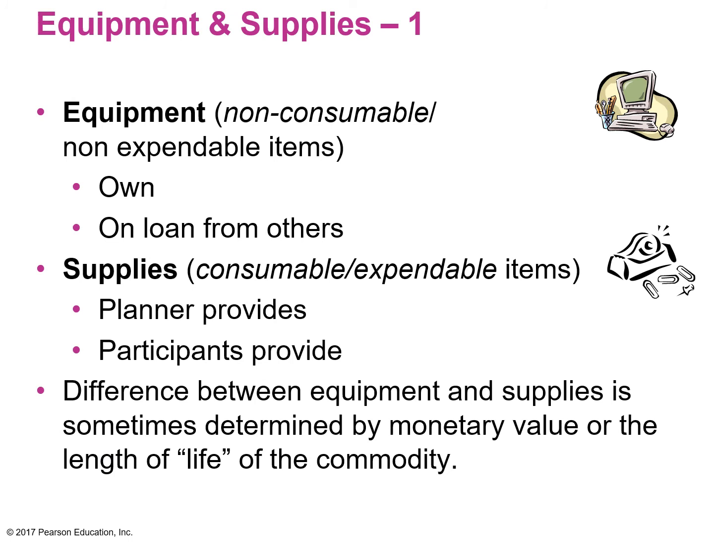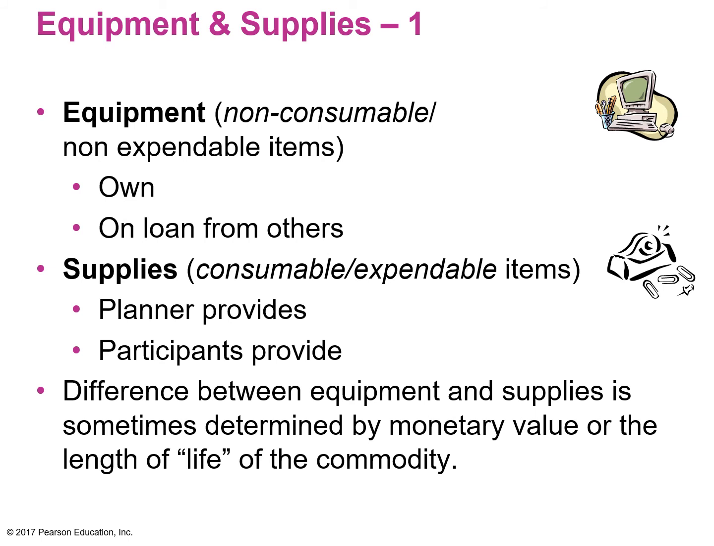And then, of course, in your budget, you want to think about equipment. What is it? Equipment is non-consumable. So what is it that you own, or that might be on loan from others? Equipment is something, I want to say, almost tangible. You can touch it. You need this type of equipment to be able to do your project.